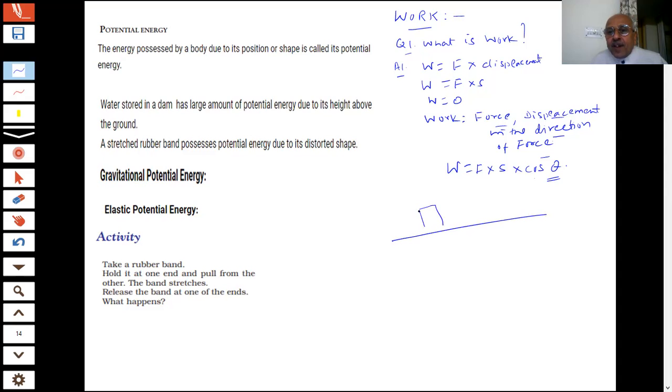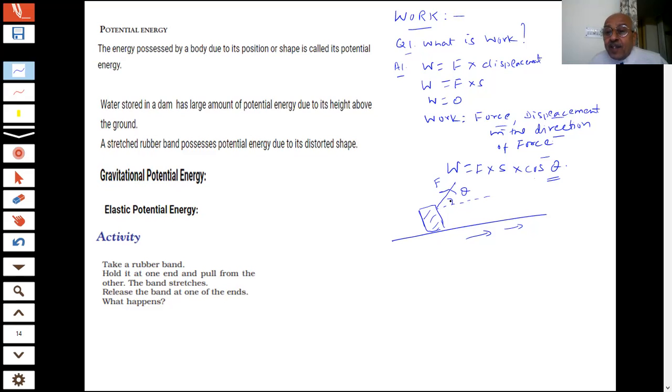Supposing you have an object, a box, and you are displacing it in this direction, displacement is in this direction, but you are applying a force like this. Now this force is applied in this direction, displacement is in this direction. If I draw a line parallel to the displacement, it looks like this. So this is making an angle of theta with the displacement.